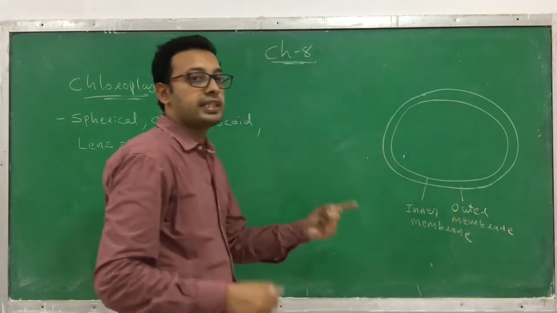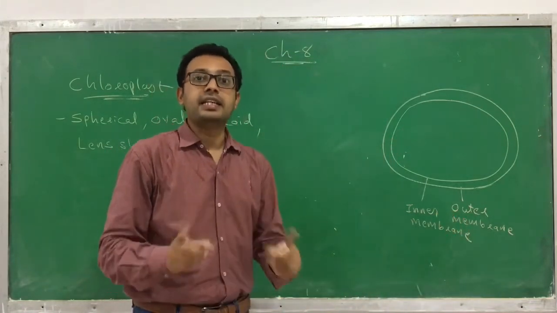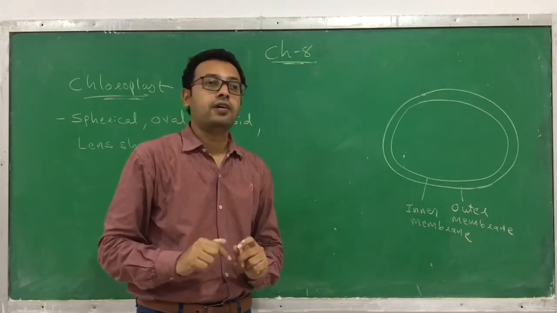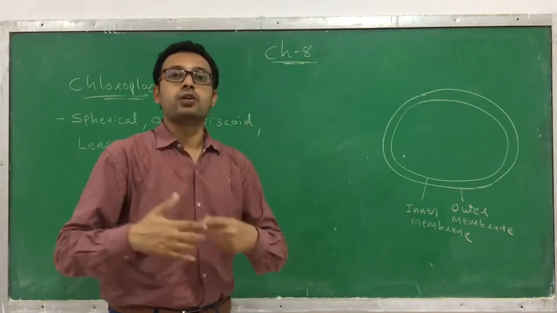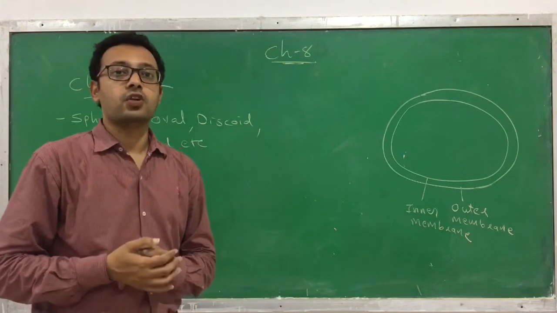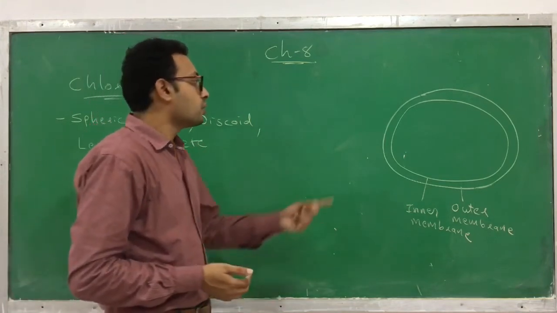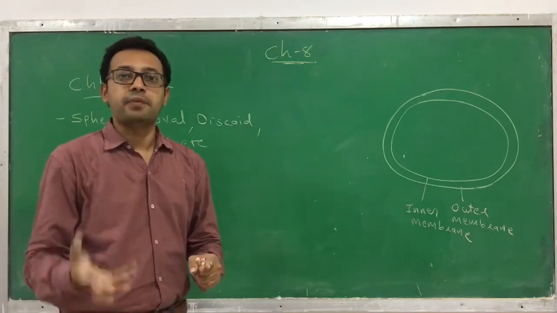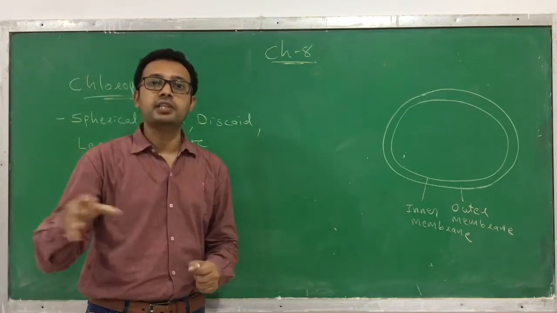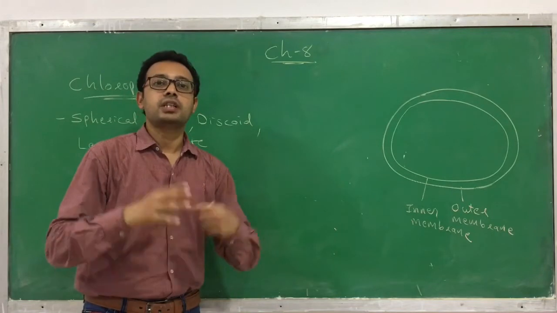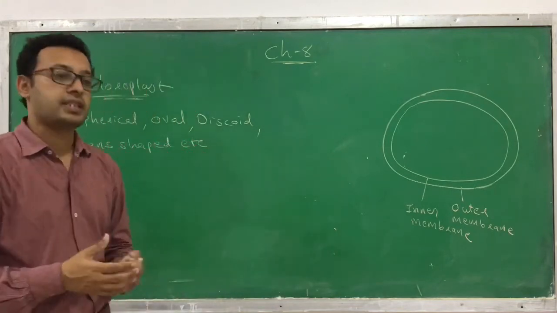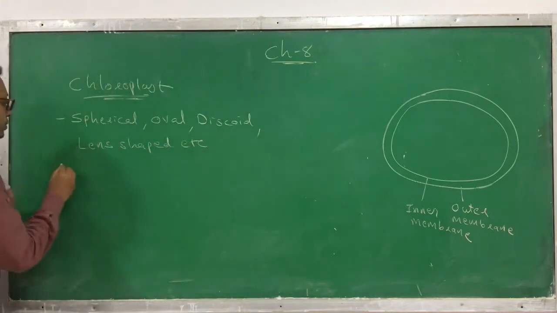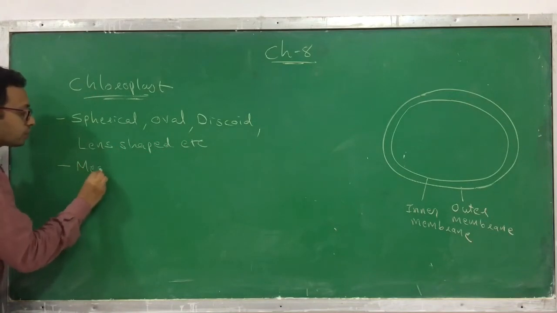So it is a membrane bound organelle, but it is not a part of the endomembrane system because its function is not coordinated. This chloroplast is present in plants and euglenoids, in plant cells and euglenoid cells, but mostly they are not present in all types of cells. These chloroplasts are usually found in a mesophyll cell.